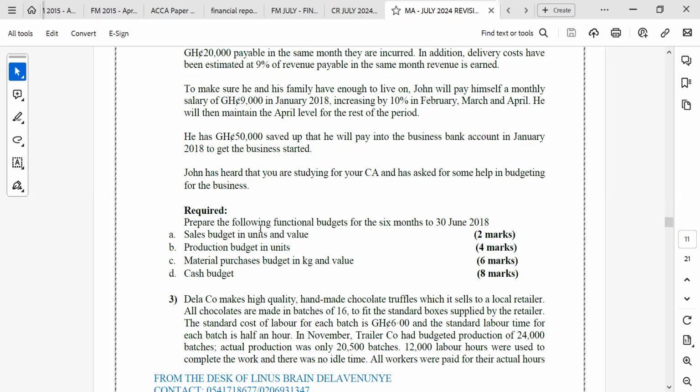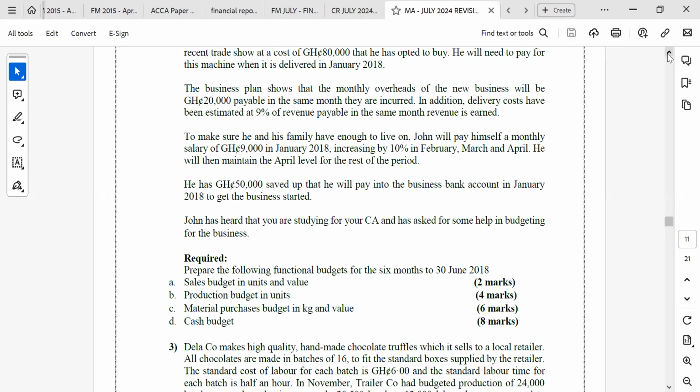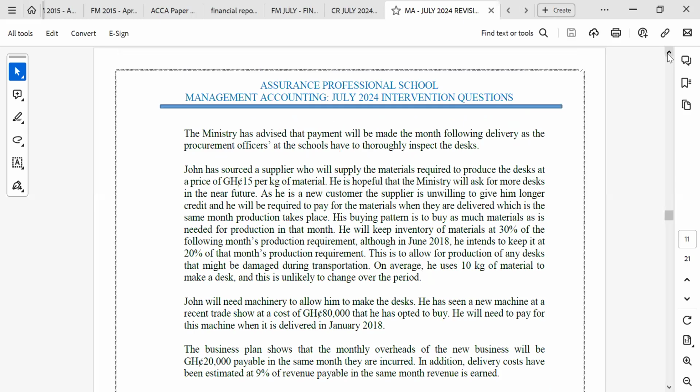So you just read your requirements. You are looking for sales budget. So what are the items I need for sales budget? You scan through the question, read the portions that are important to get your sales budget. You don't have to take your time reading everything. It is going to waste your time. Identify the requirements, look for the items that you are going to be using there. So you don't have to read this one from the beginning. You can see that you wasted about 5 minutes reading this.